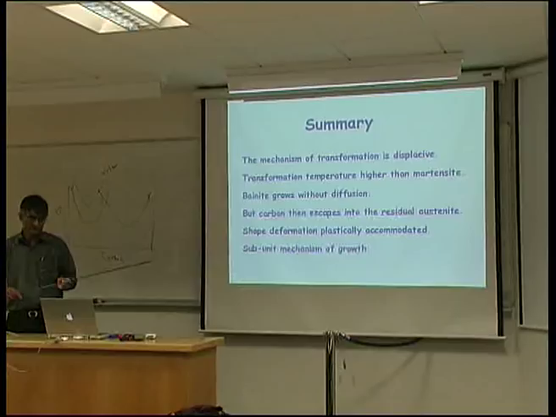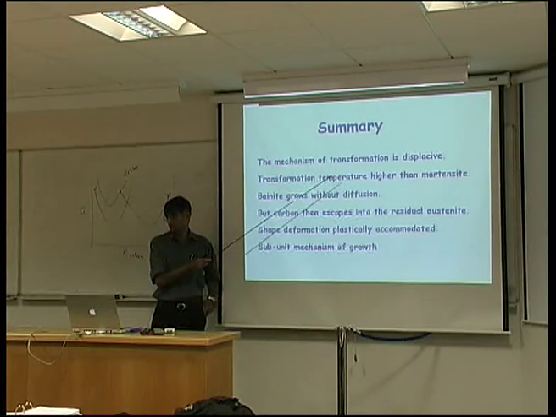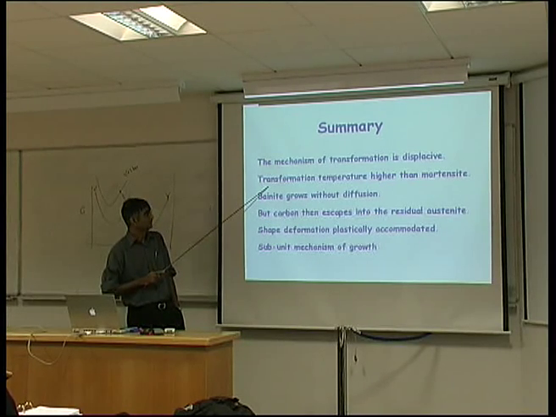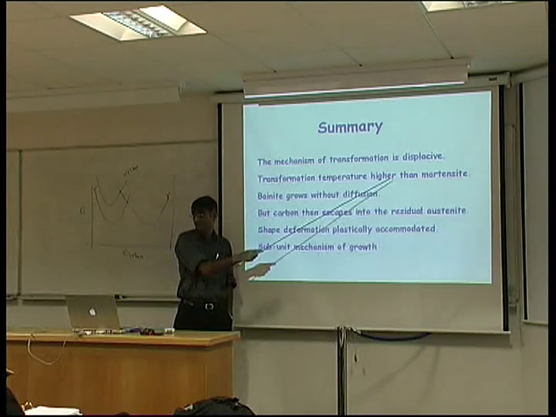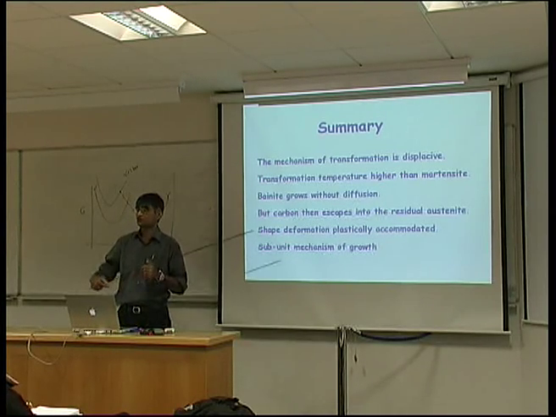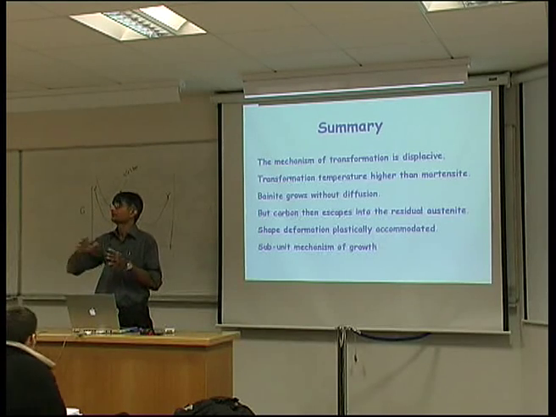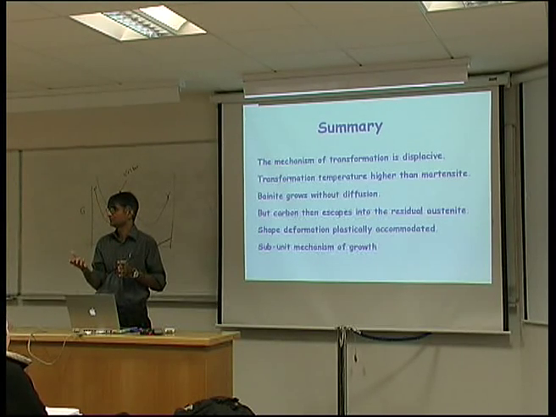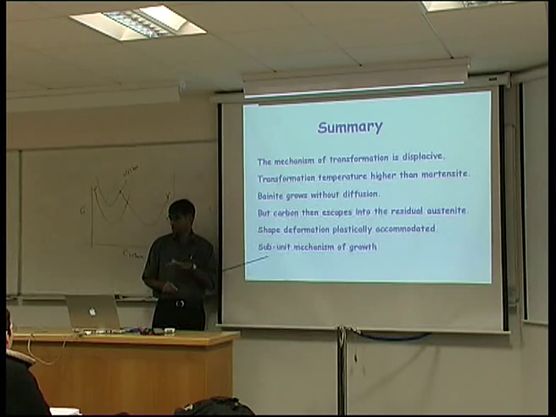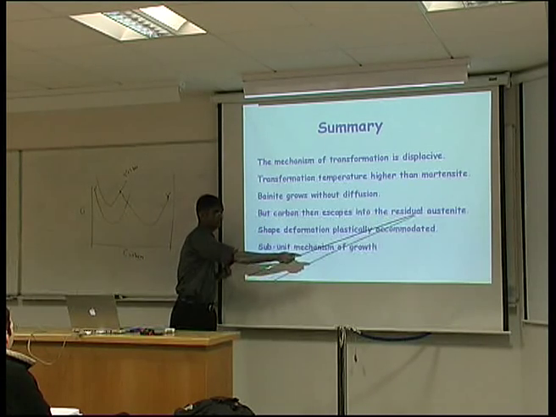Now that finishes the bainite transformation. The mechanism of transformation is displacive. We can see the displacements and measure them. The transformation temperature is higher than that of martensite. The consequence of that is that we have a lower driving force and the material tempers itself during transformation. But nevertheless, it grows without diffusion. The tempering happens after the growth event. Carbon escapes into the remaining austenite.